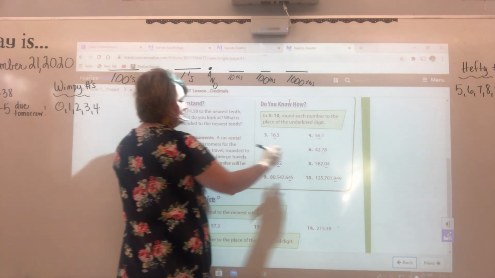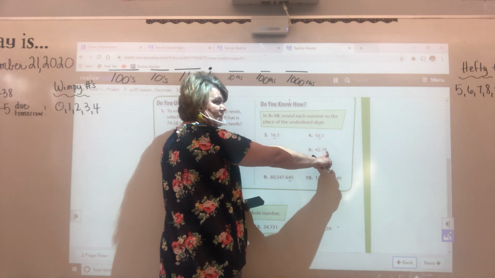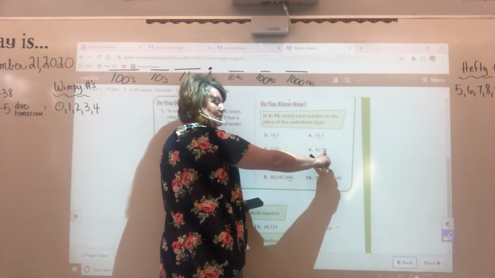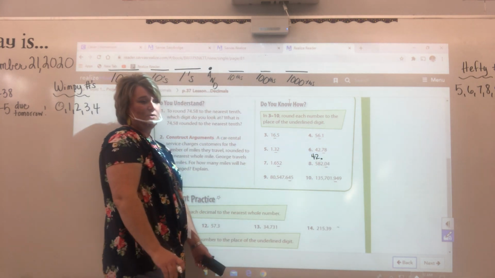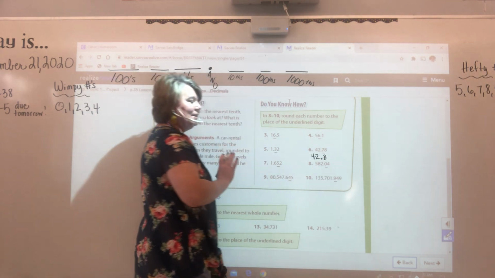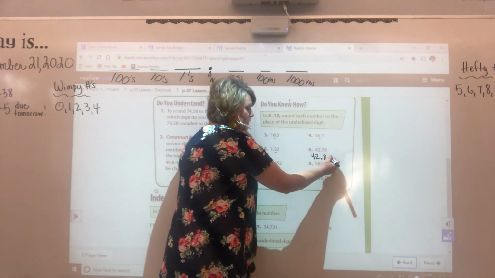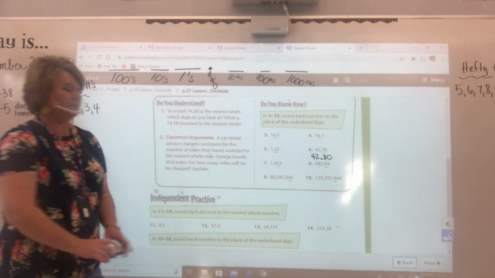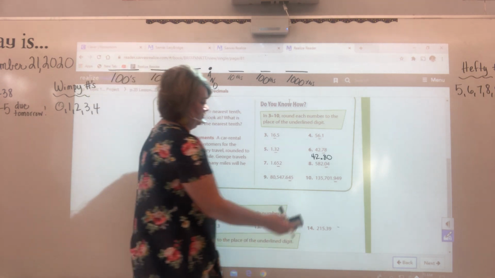Number 6, Eric. The underlying digit is the 7, so I'm going to look at this 8. What do you know about that 8, Eric? It's hefty, so it does have enough power to change that 7, doesn't it? So the 4 and the 2 stay the same, and don't forget your decimal point. And what does that 7 become, Eric? 8. And what about any numbers behind that line, Eric? Zeros. So if you want to put that 0 at the end of the decimal, you can, but you don't have to, okay? Every bit of this should be refresher. You should have already learned this like in 3rd and 4th grade.